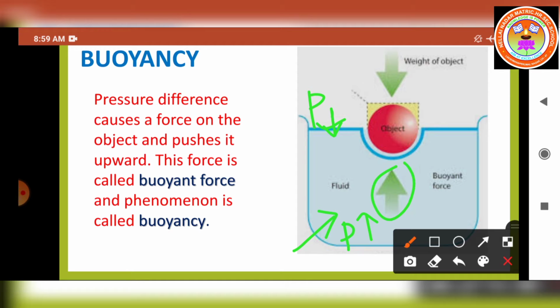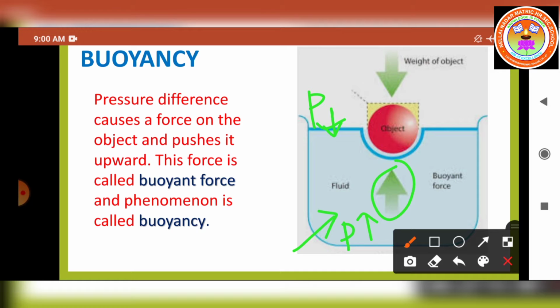So what about the direction of the buoyant force? It is an upward force. This force is called buoyant force and the phenomenon is called buoyancy. The most buoyant objects are those with a relatively high volume and low density, if the object weighs less than the amount of water it has displaced.